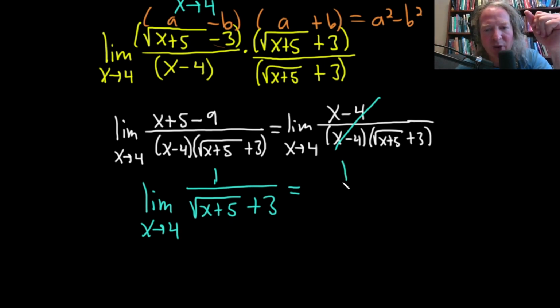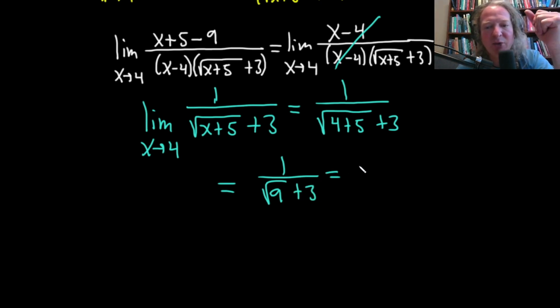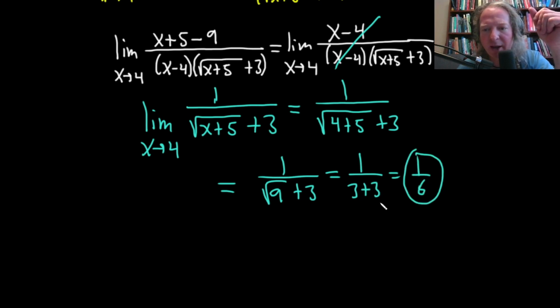So we have 1 over the square root of 4 plus 5 plus 3. So we plug in the number into our function here. And this is equal to 1 over, 4 plus 5 is 9, so you get the square root of 9 plus 3. And square root of 9 is 3. So this is 1 over 3 plus 3. This is 1 over 6. And so that would be the answer.